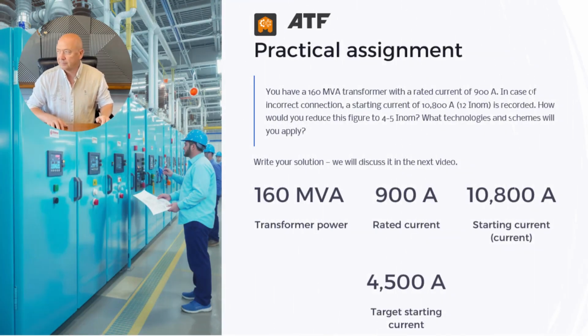Now it's your turn. You're working with a 160 megavolt ampere transformer. Its rated current is 900 amperes, but during improper switching, the inrush current reaches 10,800 amperes. That's 12 times nominal. How would you reduce it to 4 or 5 times nominal? What technologies and switching schemes would you use? Write down your solution. We'll review it in the next video.